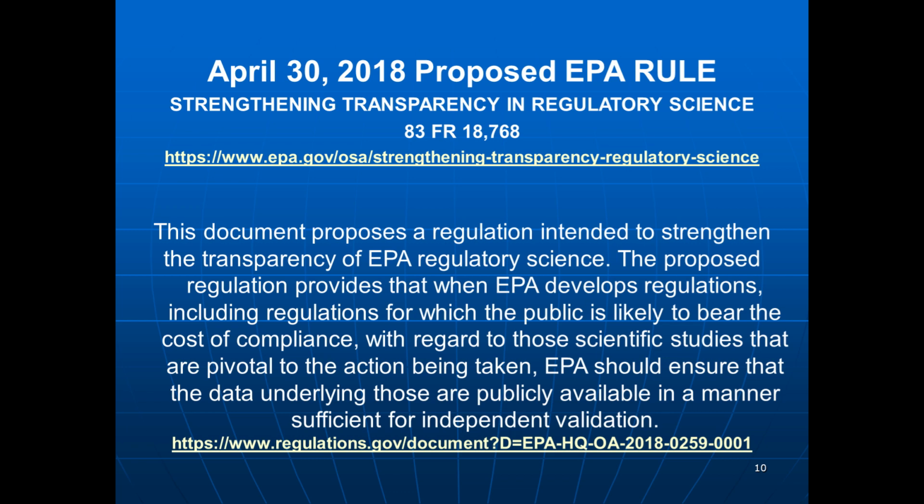It's called the EPA's proposed rule, Strengthening Transparency in Regulatory Science. And I want to read you a couple of sentences from this proposed rule. This document proposes a regulation intended to strengthen the transparency of EPA regulatory science. The proposed regulation provides that when EPA develops regulations, including regulations for which the public is likely to bear the cost of compliance, with regard to the scientific studies that are pivotal to the action being taken, EPA should ensure that the data underlying those studies are publicly available in a manner sufficient for independent validation.